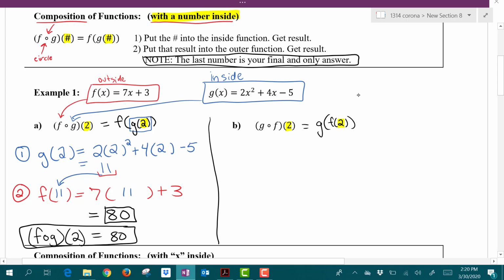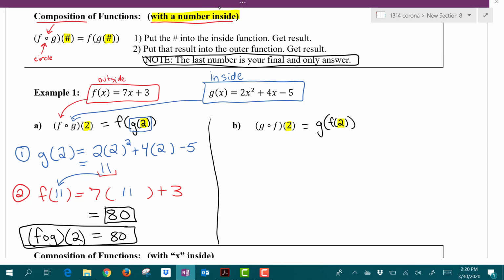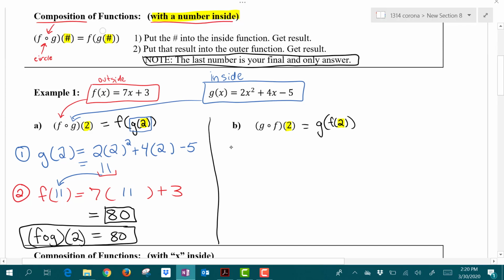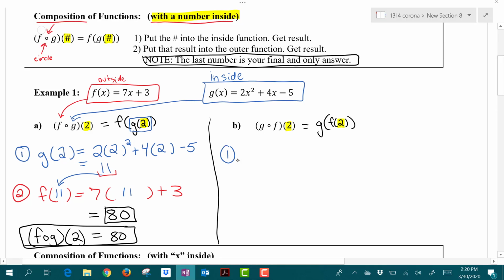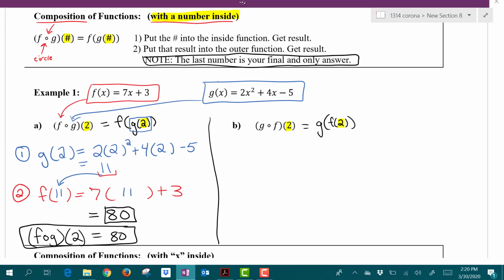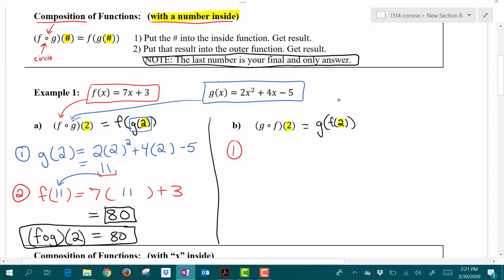So we're going to follow the directions for putting a number inside of a composition. Step 1 says that we're going to start with the inside function. This time, we're going to start with f. I'm going to color code this. So this time f is the inside function, and we're going to start with writing f.